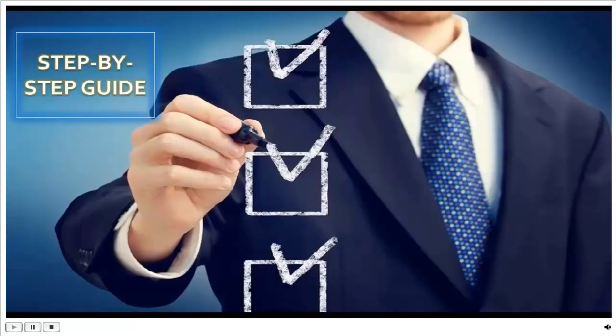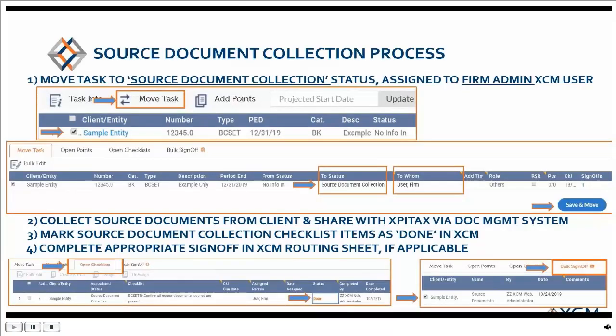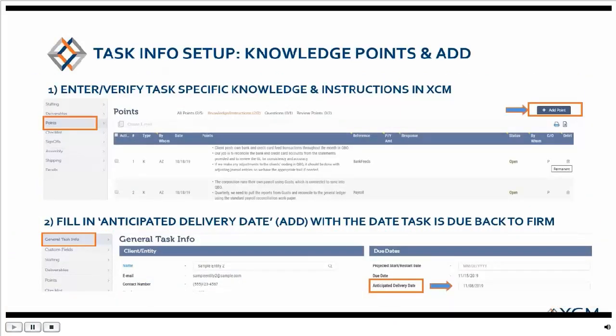That being said, I promised that we would not go through the step-by-step guide every single step of the way. I'm going to put each slide on the screen just so that if anyone's interested in pausing or going back at a later date, you can do so. This highlights the source document collection process and kind of step-by-step what it might look like if you were using the suggested workflow mapping we saw on the screen earlier, and if you were using a remote staffing solution. This would be the task info setup, where it's instructing you to add your permanent points to fill in your anticipated delivery date fields.